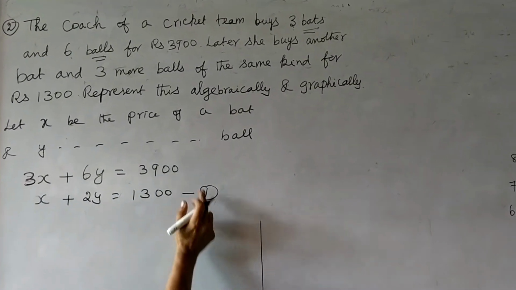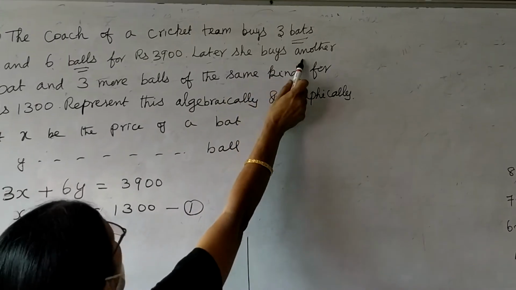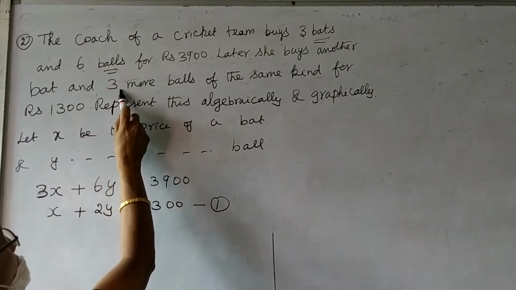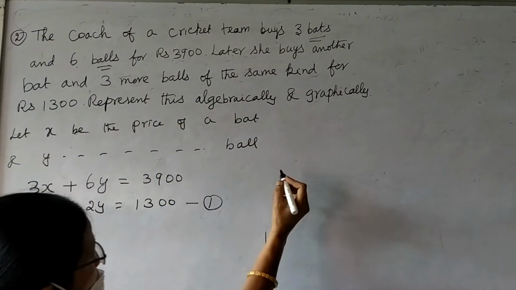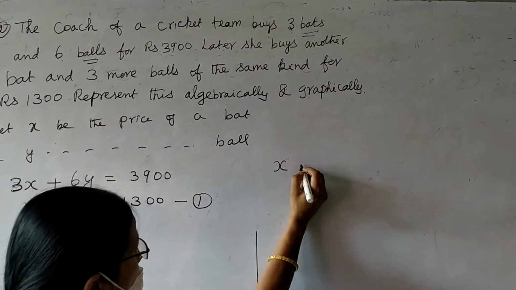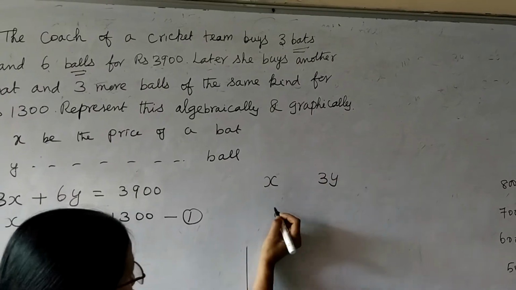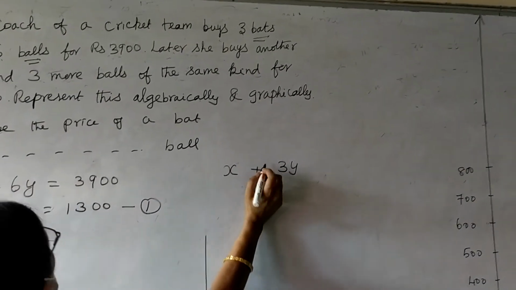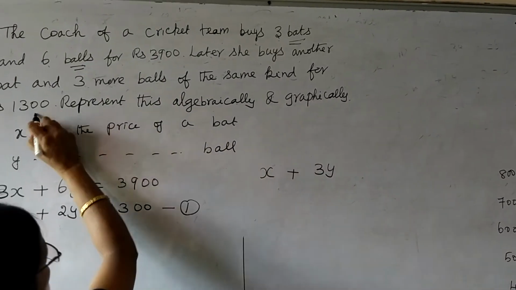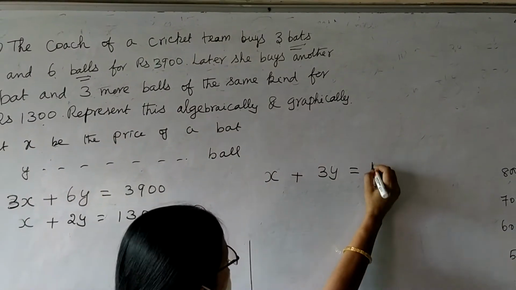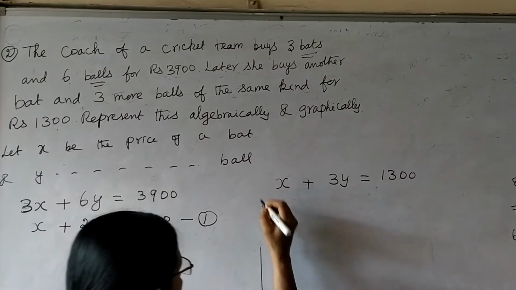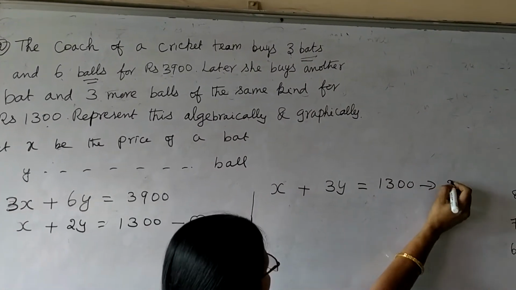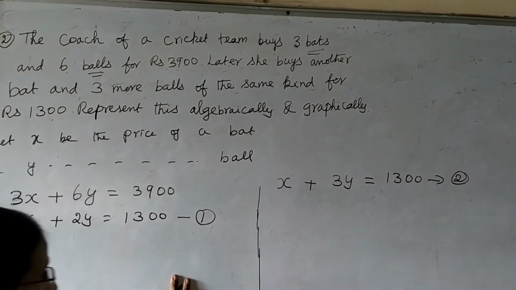Now, we will go to the second one. Later, she buys another bat. So, one bat is purchased and 3 balls are purchased. One bat is X rupees. 3 balls is 3Y rupees. The total cost of 1 bat and 3 balls together is rupees 1,300. So, X plus 3Y is equal to 1,300. Here it is not reducible. Therefore, we take the same equation as second.